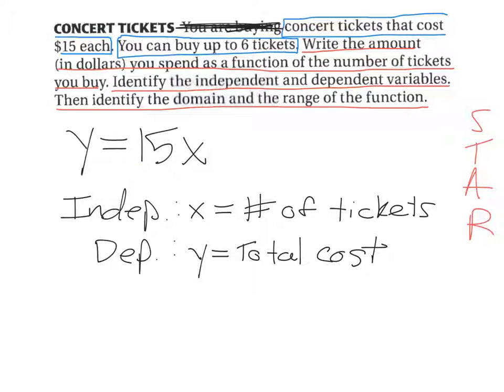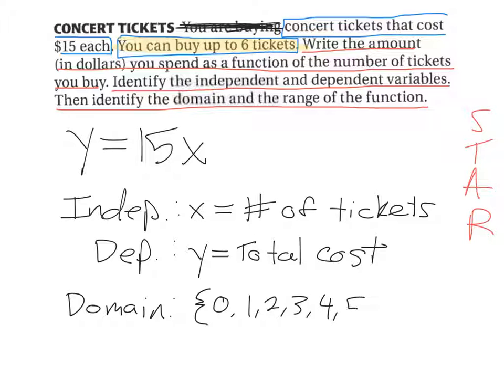Now, to identify the domain and range is a little tricky here. We can start by looking at this piece of information, which I think is really going to come in handy. The fact that we can buy up to 6 tickets, because that's telling me the possible values for my x variable. So my domain here, remember, a domain is a set of numbers that are the possible values for the inputs, and we put them inside these curly brackets. So my domain could be 0 tickets. I could choose to buy 0, or I could buy 1, 2, 3, 4, 5, or 6 tickets.